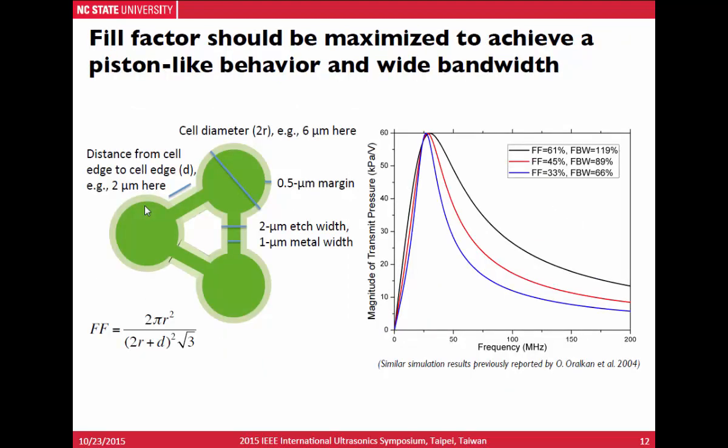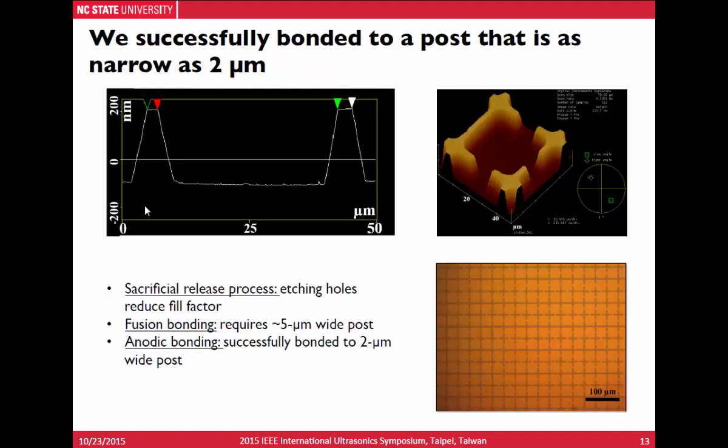It has been shown that a low fill factor will deviate the CMUT behavior away from the desired piston-like behavior. Therefore, in order to achieve a higher fill factor and a broader band, the process should allow us to reduce the cell-to-cell distance. For the conventional sacrificial release process, the fill factor is limited mainly because of the etching holes. The fusion bonding method can actually increase the fill factor.